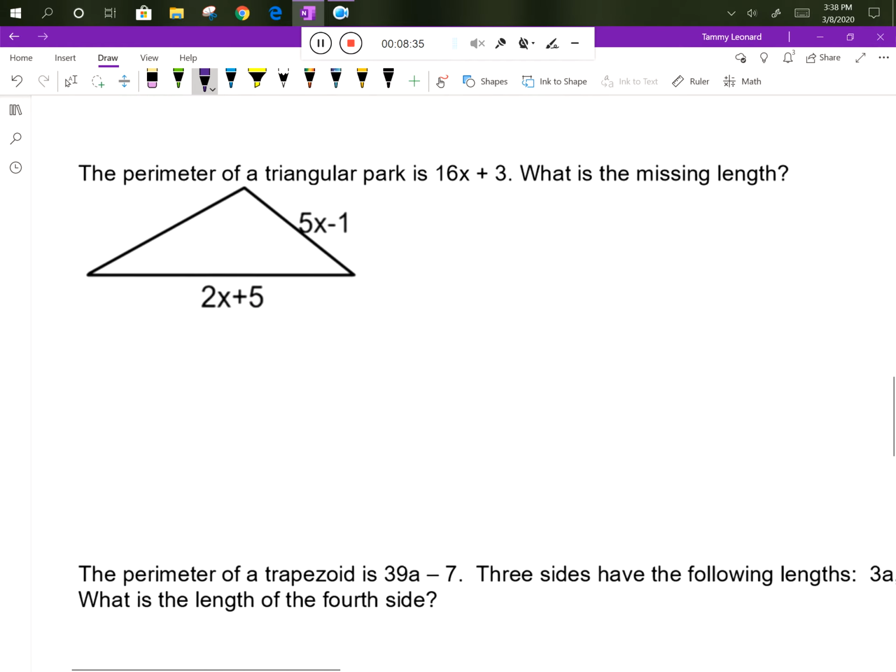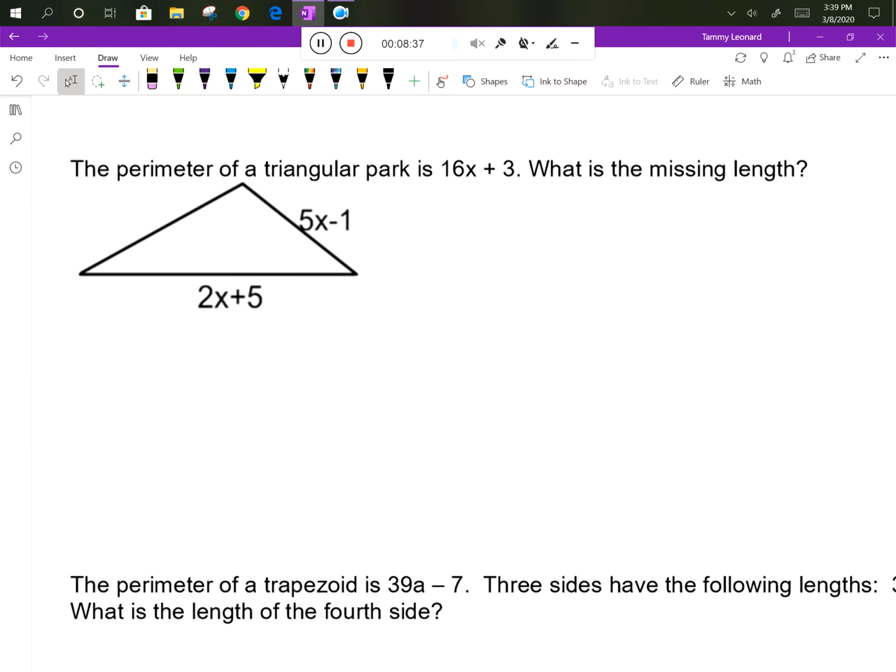All right. We can also use polynomials to model little algebraic situations. So it says the perimeter of a triangular park is 16x plus 3. Okay, as soon as I see the word perimeter, I'm thinking, well, that means I'm supposed to add up all the sides. But there's a mystery side. So that mystery side is something I'm looking for.